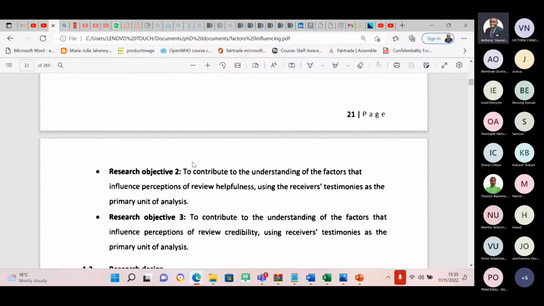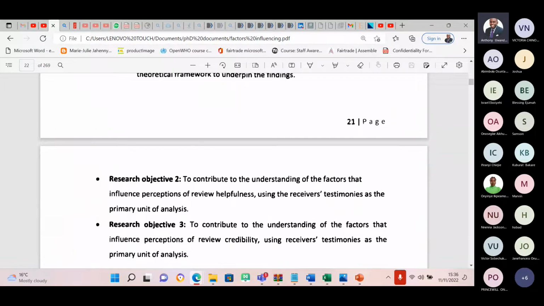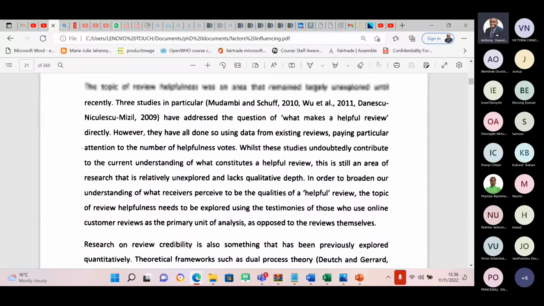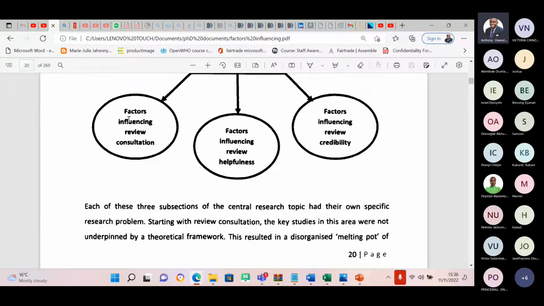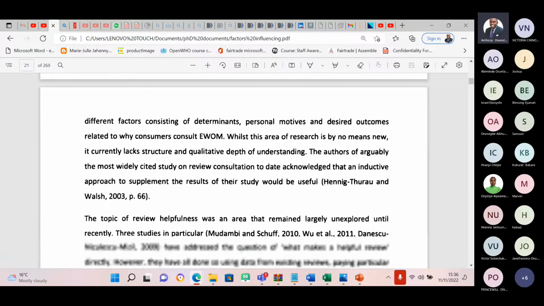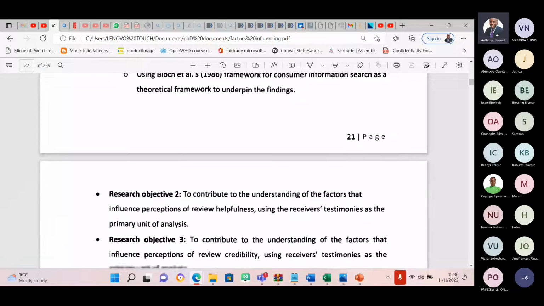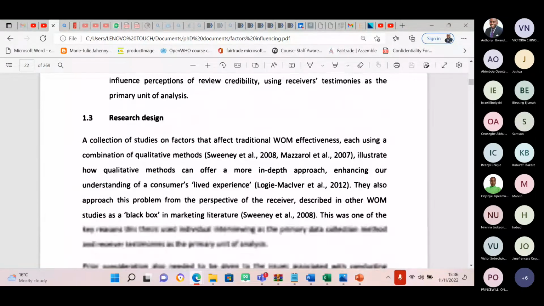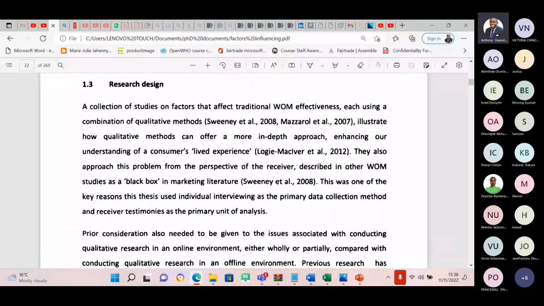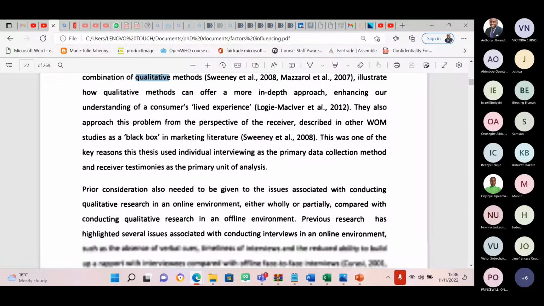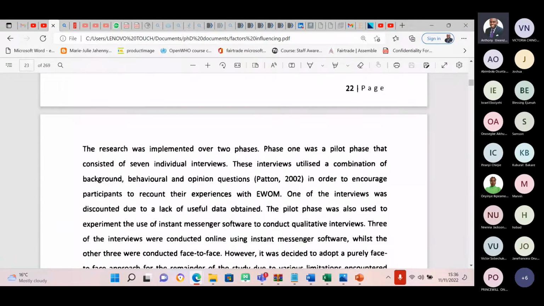Remember, there are 3 branches now. To contribute to the understanding of factors influencing review consultation, factors influencing review helpfulness. So you have an idea on how to. That is how he organized the research question. You can see they're all the same thing: understanding. Then the research design, given the experience, is qualitative, which he has used. All right.